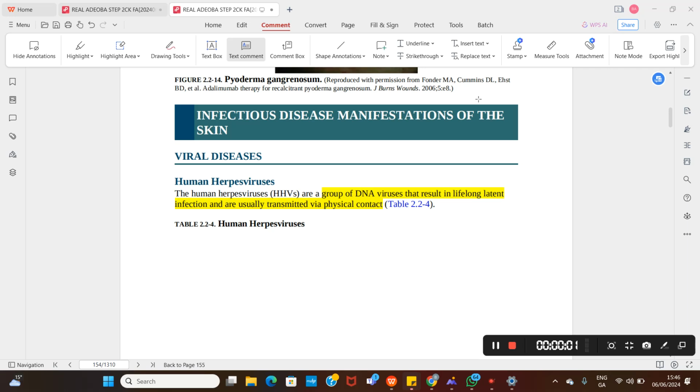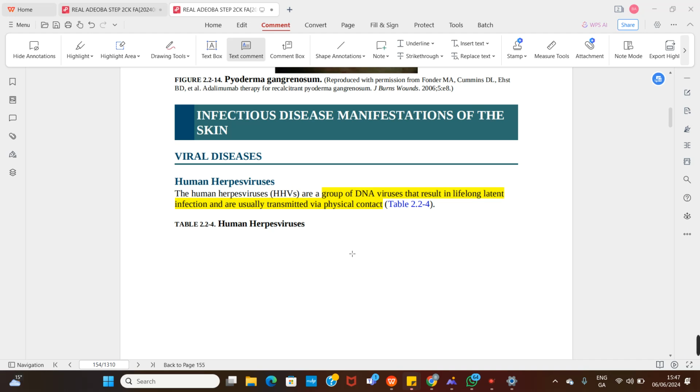Hello, everyone. We are going to continue our discussion by talking about infectious disease with skin manifestation. We are going to categorize them into those caused by viruses, those caused by bacteria, and the fungal ones. We are going to start with the viral ones, and the first family of viral infection we are looking at is the human herpes virus.